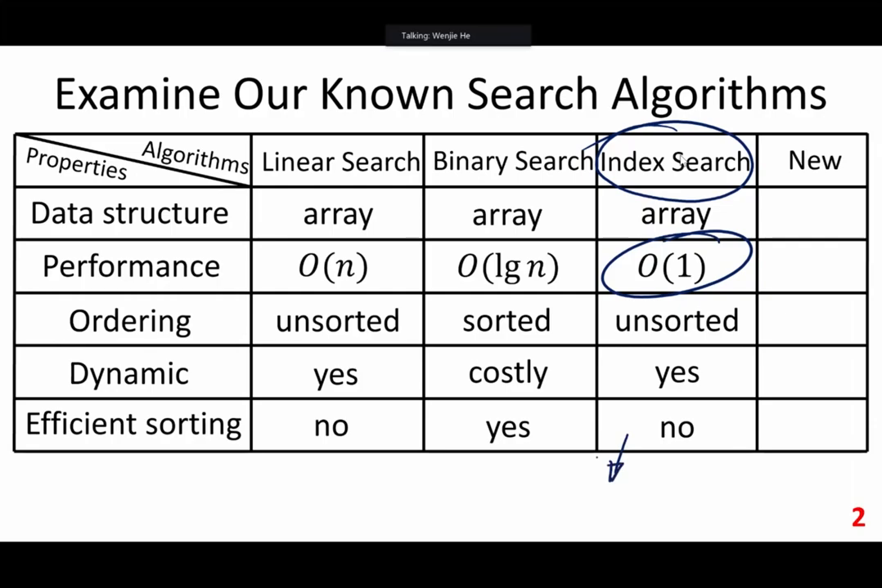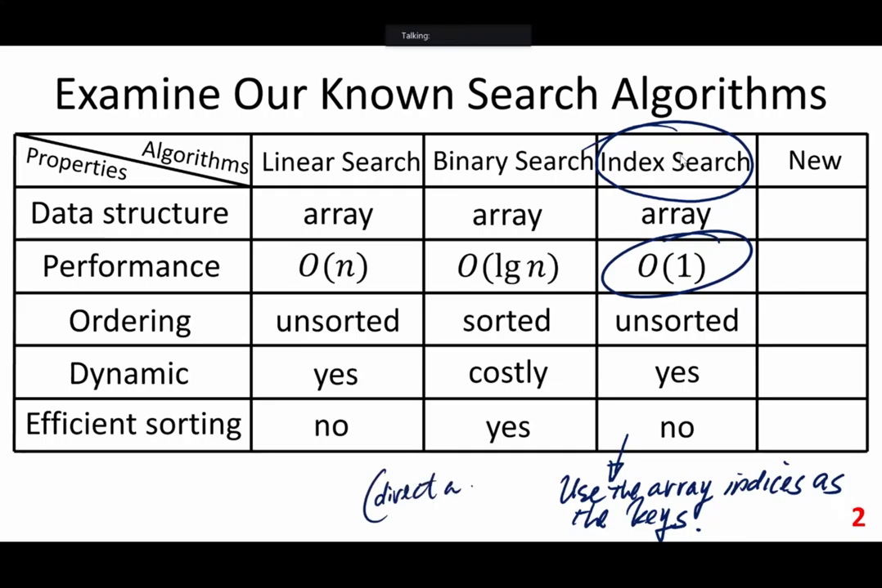Why do we call it index search? Because we use the array indices as the keys directly. So that's why another name for it is direct addressing.